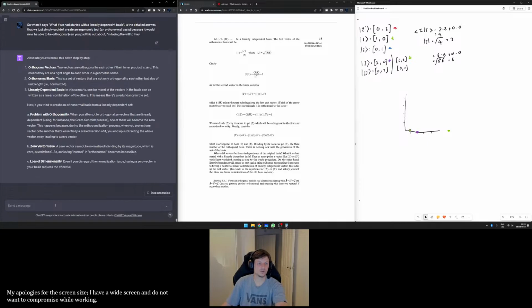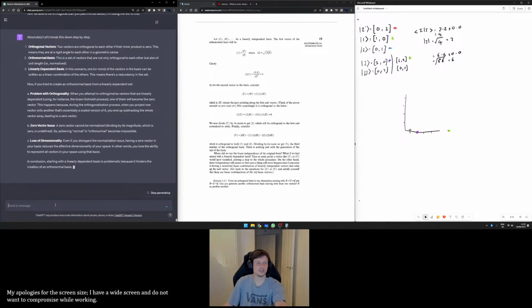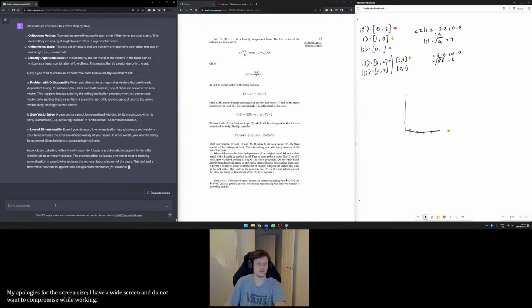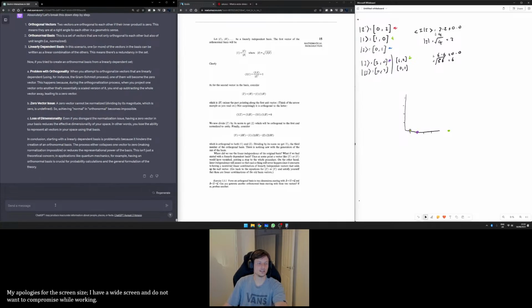Now, if you try to create an orthonormal basis from a linearly dependent set, there's a problem with orthogonality. When you attempt to orthogonalize vectors that are linearly dependent, using the Gram-Schmidt process for example, one of them will become the zero vector. This happens because during the orthogonalization process, when you project one vector onto another that's essentially a scaled version of itself, you end up subtracting the whole vector away, leading to a zero vector.